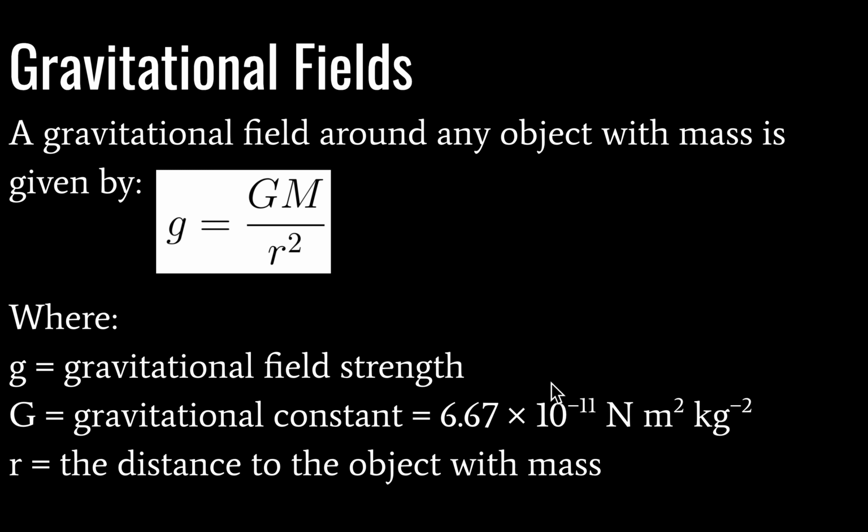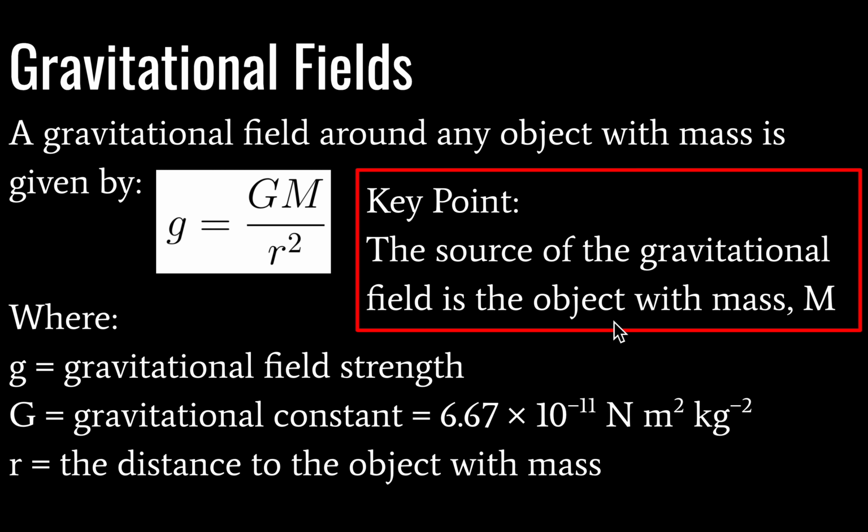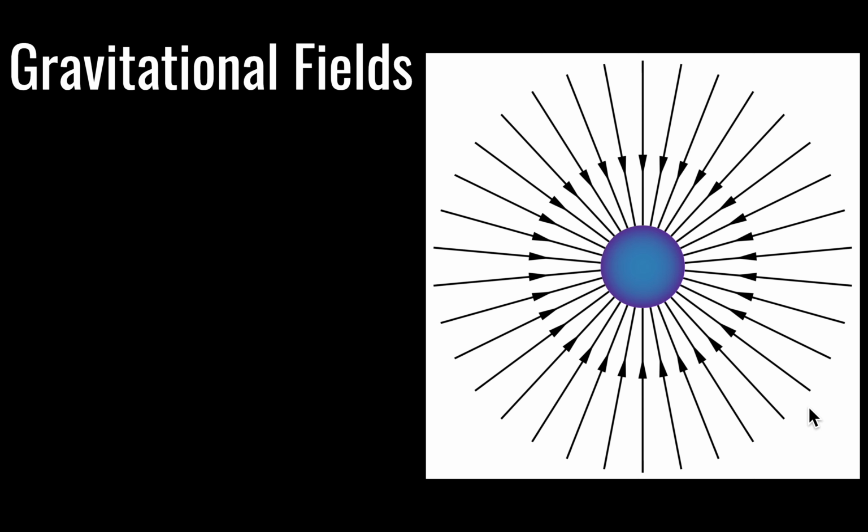r is the distance to the object with mass. Okay, so we're talking about here then radius. Okay, so the source of our gravitational field is the object with mass m. We'll talk about this in a little more detail here shortly.